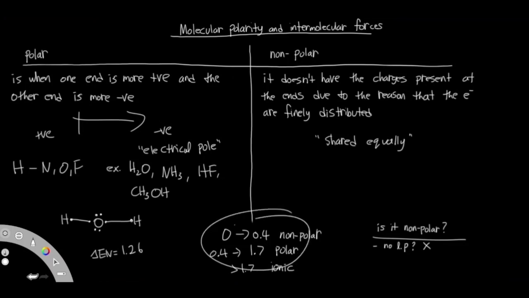Where is it in the spectrum? Well, it's between this and this, which deems that it is polar. So this is another tell that this is likely going to be polar. The difference between here is 1.26, and the difference between here is also 1.26.